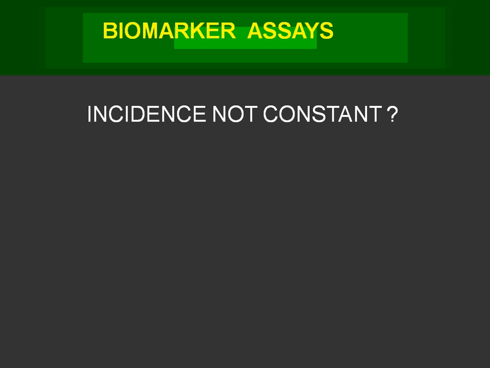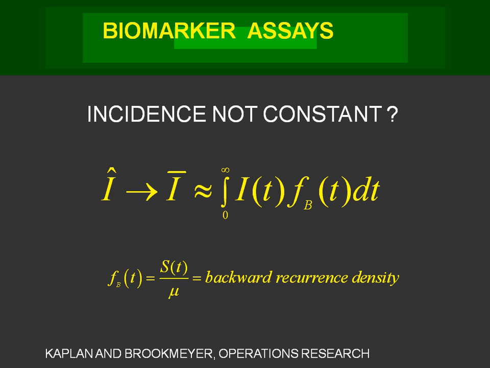Over time, not over the sort of support of the window period distribution. Well, then it turns out that this biomarker approach is not actually estimating current incidence, but a weighted average of incidence in the past, where the weight function actually has to do with the time weight function that's weighting incidence in the past is the factor of recurrence density, which is basically the survival distribution of the window period divided by the window period.